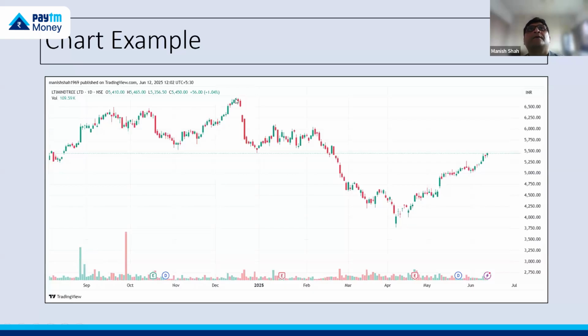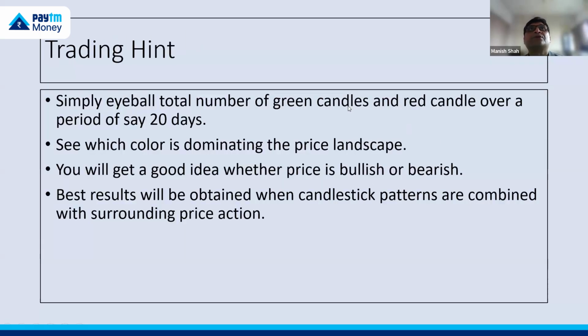See, another just a candlestick chart that we have here. Okay, look, simply eyeball the total number of green and red candles over a period of, let's say, 20 days. See which color is dominating the price landscape. Okay, and you will get a reasonably good idea whether the price is bullish or bearish. The best results will be obtained when candlestick patterns are combined with surrounding price action.